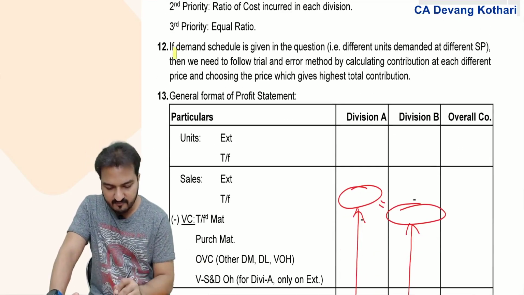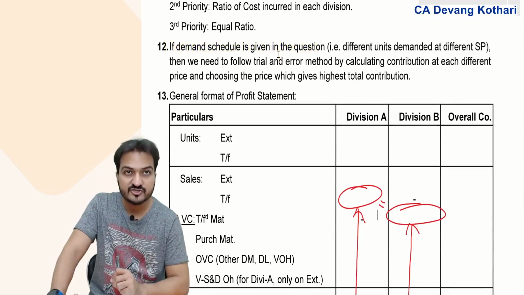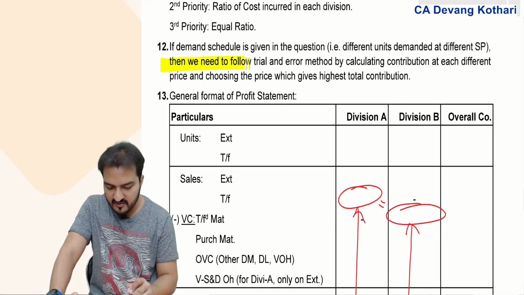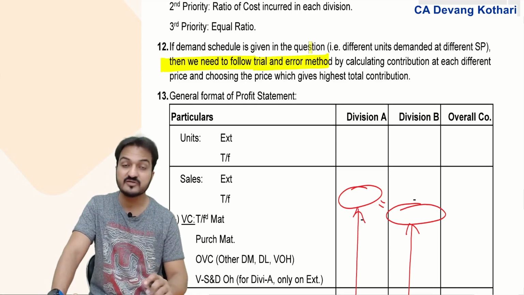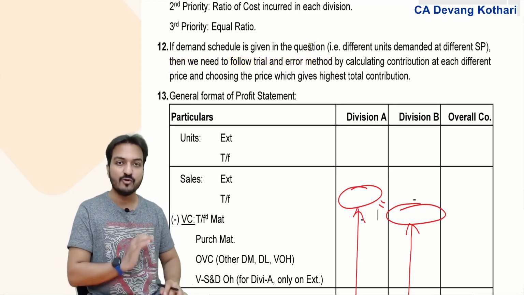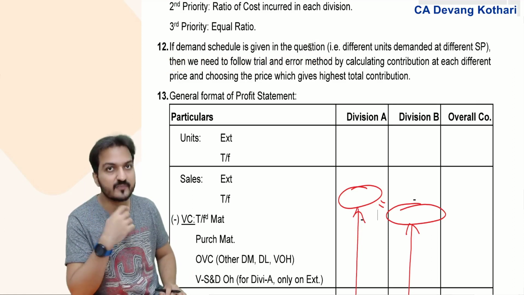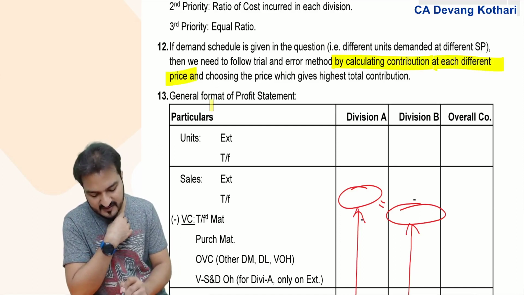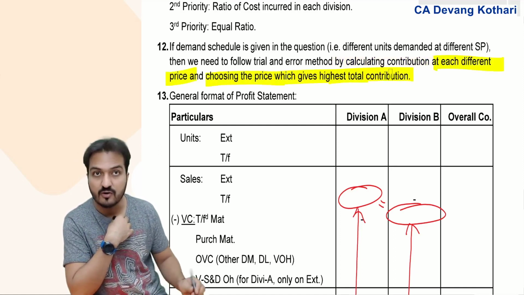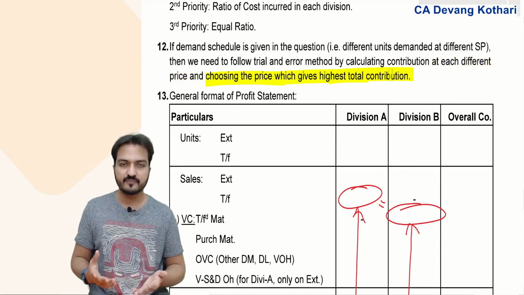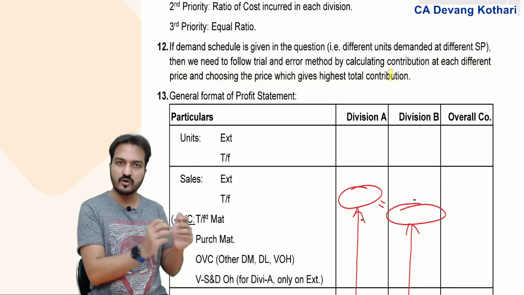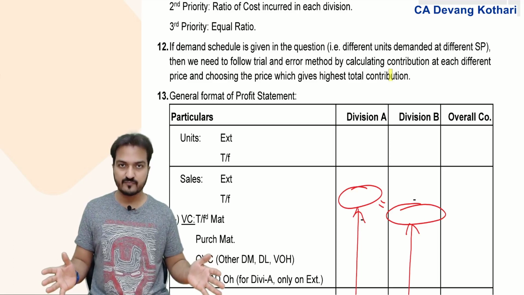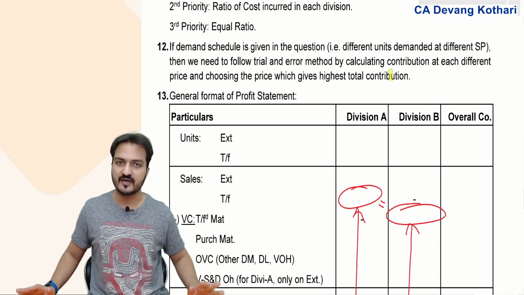Okay. Further, if a demand schedule is given in the question, demand schedule means units and selling prices given. Different units, different selling prices are given. Then we need to follow the trial and error method. No option. You have to go for the trial and error method. You cannot decide by minimum TP, maximum TP. You have to decide by trial and error by calculating the contribution at each different price, choosing the price which gives the highest total contribution. You choose different transfer prices. Transfer price equals this or this or this or this. For each of those transfer prices, you calculate the total contribution of the company as a whole. Select the option at which the overall contribution is highest.